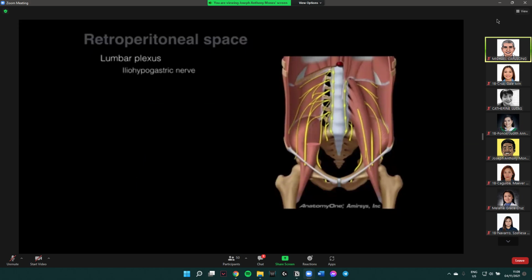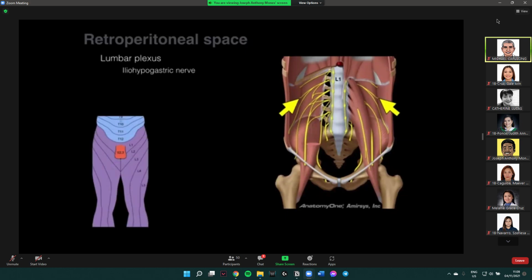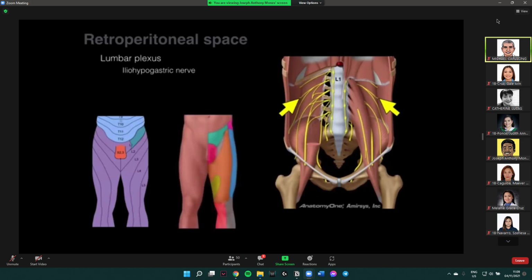Okay? Next, we have our iliohypogastric nerve. And so there's our L1 vertebra. And so there's the nerve coming below the L1 vertebra. And the iliohypogastric nerve innervates the body wall muscles, as well as contributing to that part of the L1 dermatome. Not the entire dermatome, but that part. And there's our iliohypogastric, showing its cutaneous field.